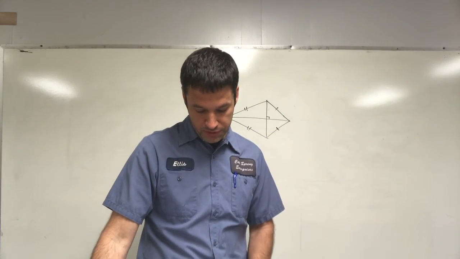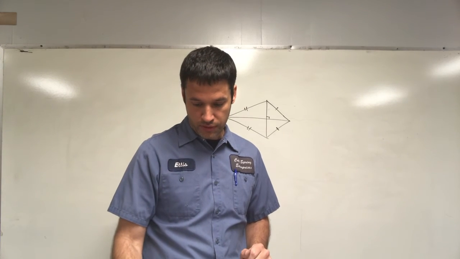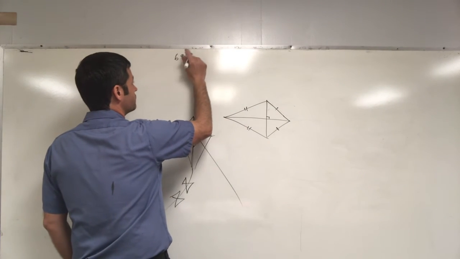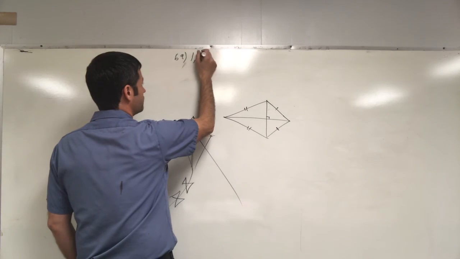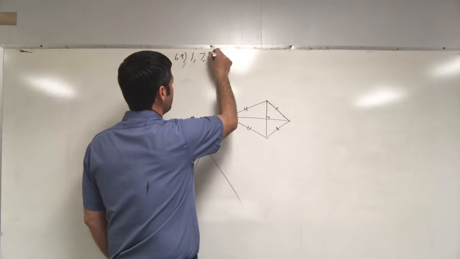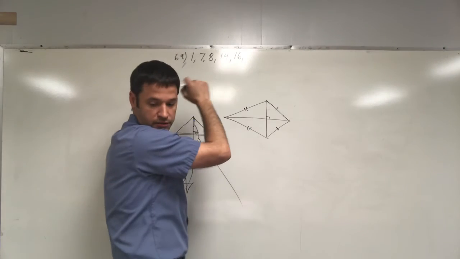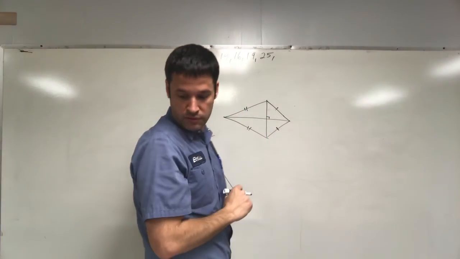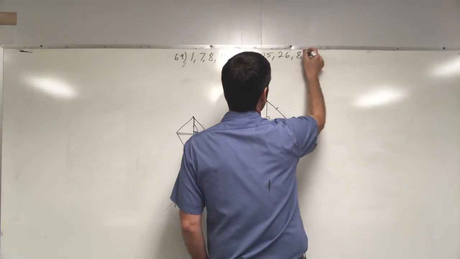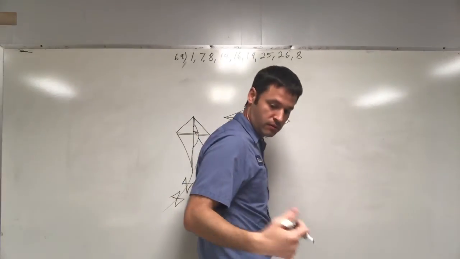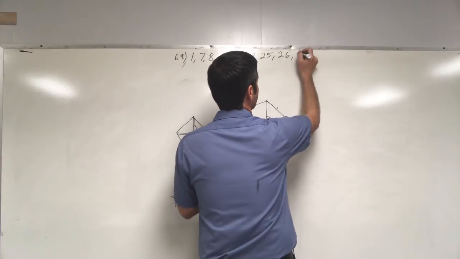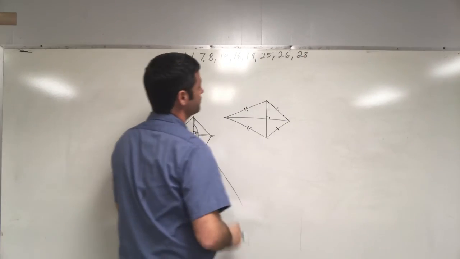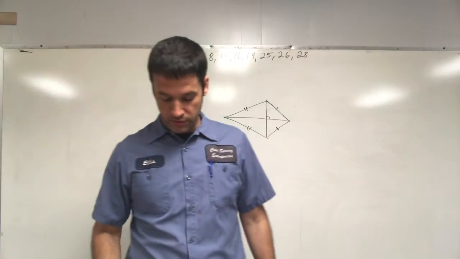I'm going to give you the homework for lesson 69, and then we will move on to lesson 70. All right, homework for lesson 69 is as follows: 1, 7, 8, 14, 16, 19, 25, 26, and 28. Not 8, but 2, 8. All right, I'll say it again: 1, 7, 8, 14, 16, 19, 25, 26, 28. I think you can read that even with that glare.